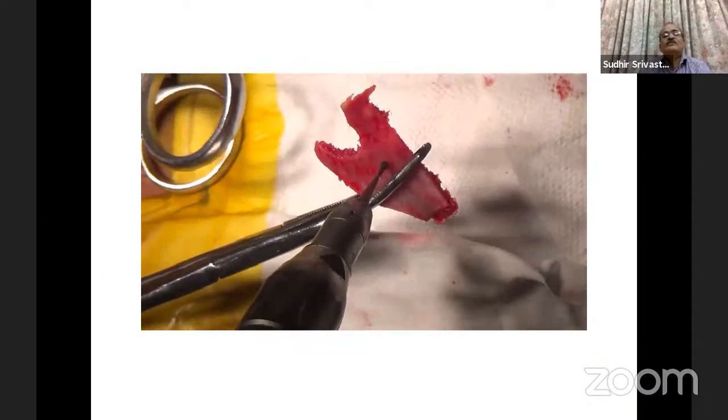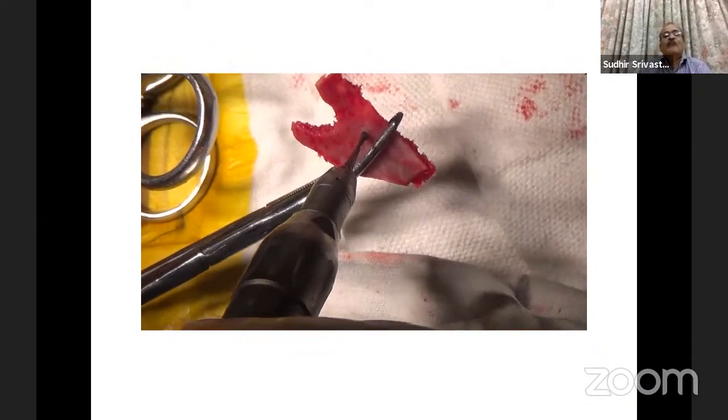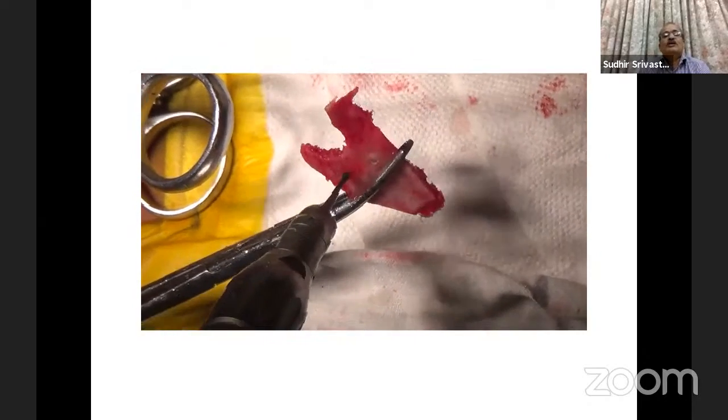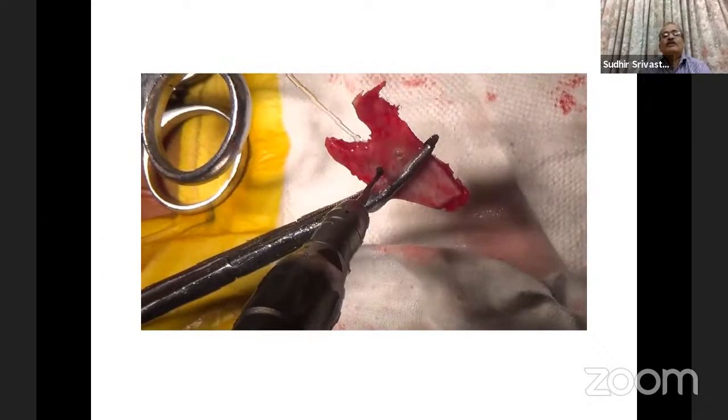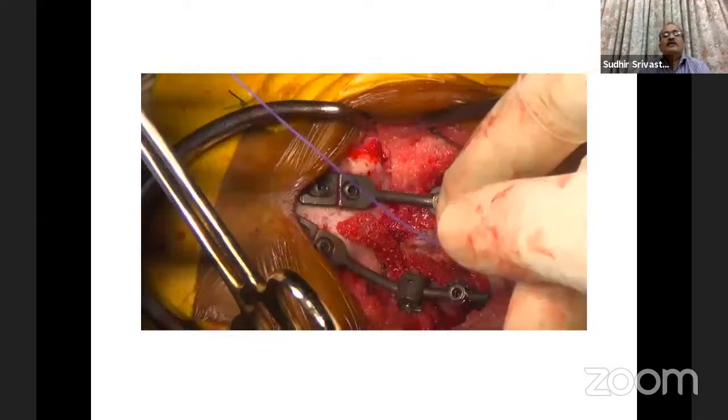Now here I'm going to show how I shape my graft. The triangular piece which I have taken out, I convert it into a Y shape. I'm going to make two holes, through which I'll be passing the suture, and that will actually be tied by the thread. Now here I will show how to do that.